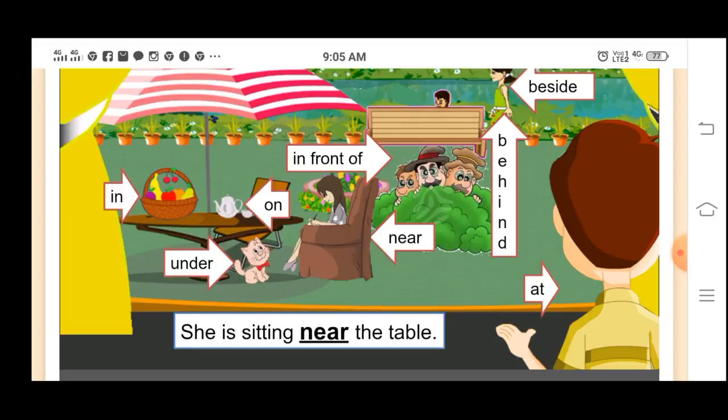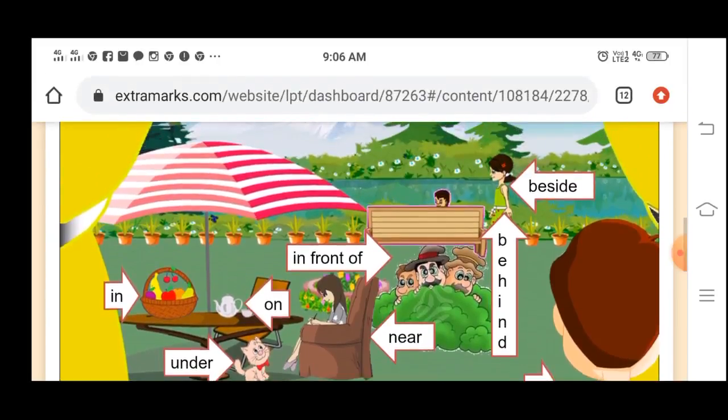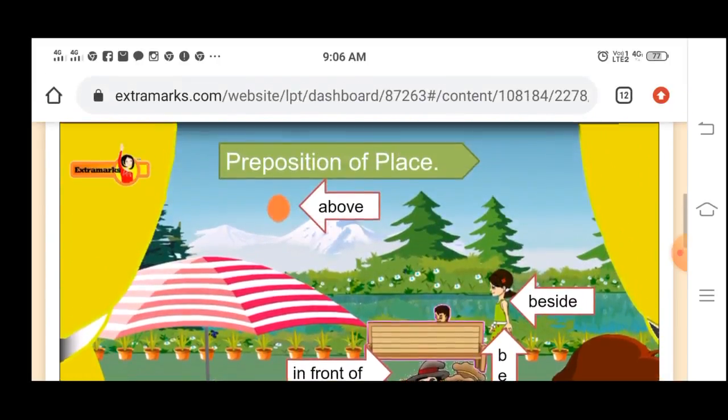Behind. He is hiding behind the bench. In front of. The policemen are hiding in front of the bench. Beside. She is standing beside the bench. Near. She is sitting near the table.